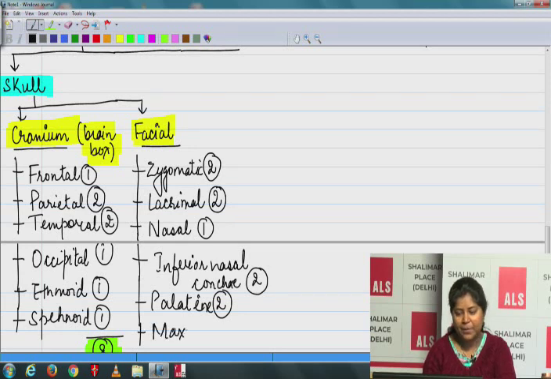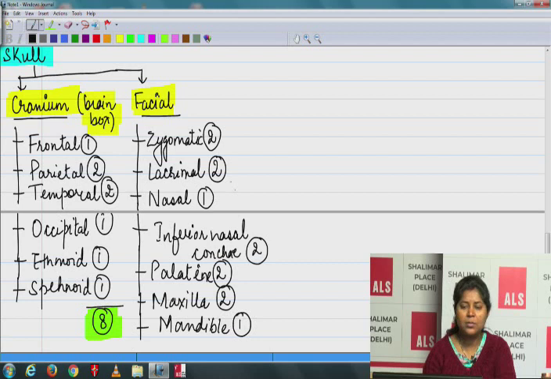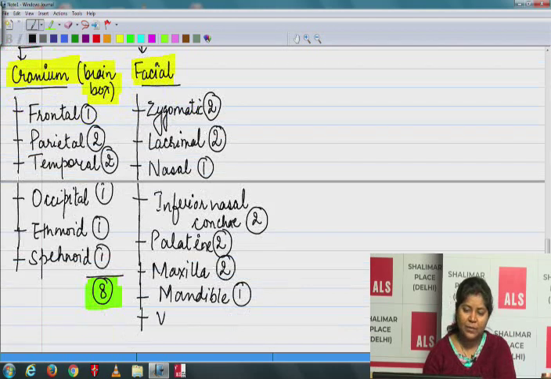Then we have the upper jaw, 2 bones, maxilla. One bone in mandible. Then we have vomer.